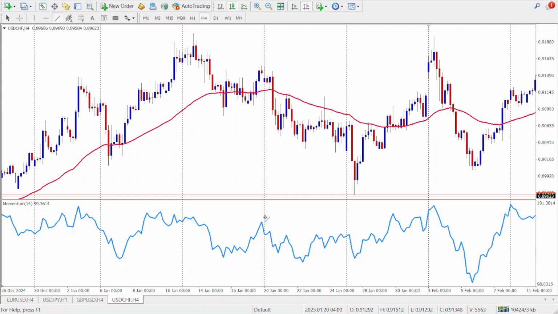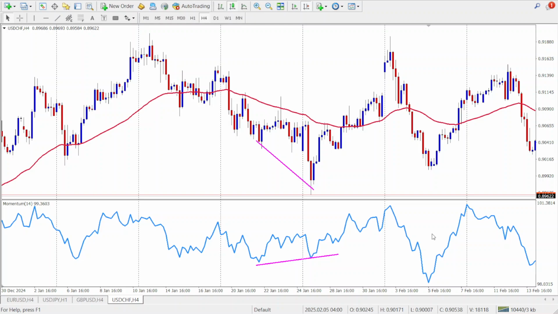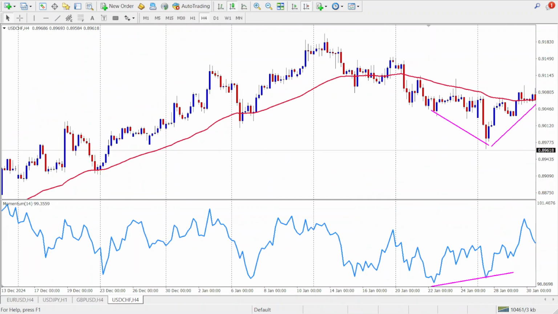For example, you can see what happened here. Price was making lower lows, right? The momentum indicator made higher lows. So this is a bullish divergence. You can see that it showed that the bearish momentum was getting weak and a bullish reversal could be incoming. And shortly afterwards, we had the bullish reversal. So this is a bullish divergence.